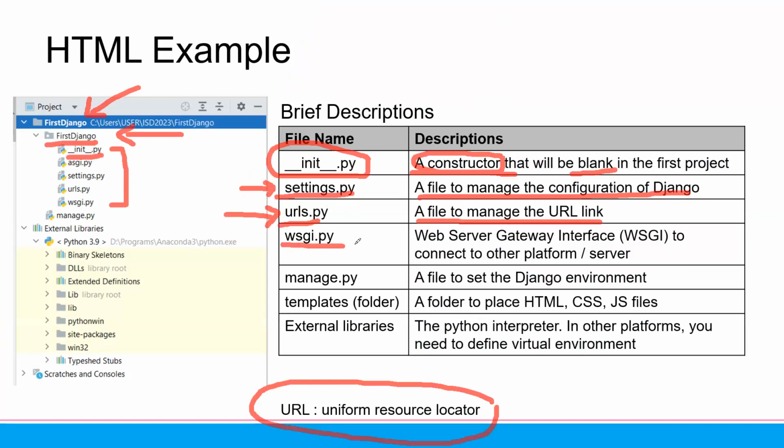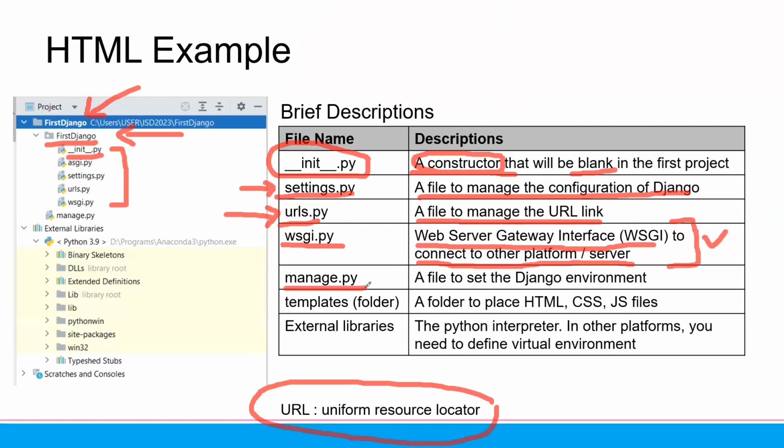wsgi.py is the web server gateway interface. WSGI is to connect to another platform or server. I'm not sure if I can explain it well with this one. So let's say you want to connect to Amazon AWS, or you want to connect to Microsoft Azure. Then you need to set this one.